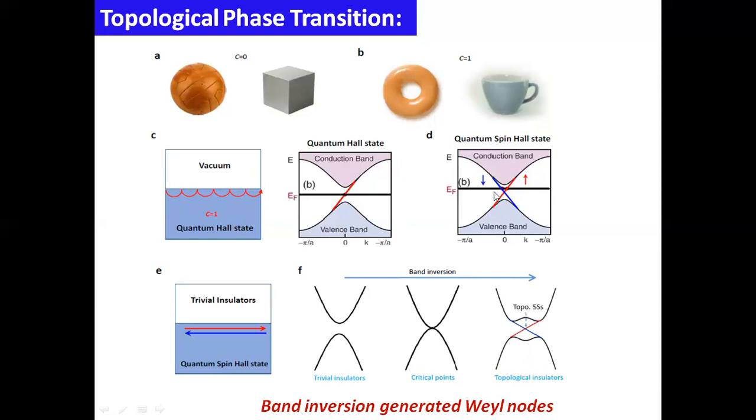And these are two different states depending upon their spin orientation. So you can call a topological semi-metal just the halfway between the trivial insulator and a topological insulator.